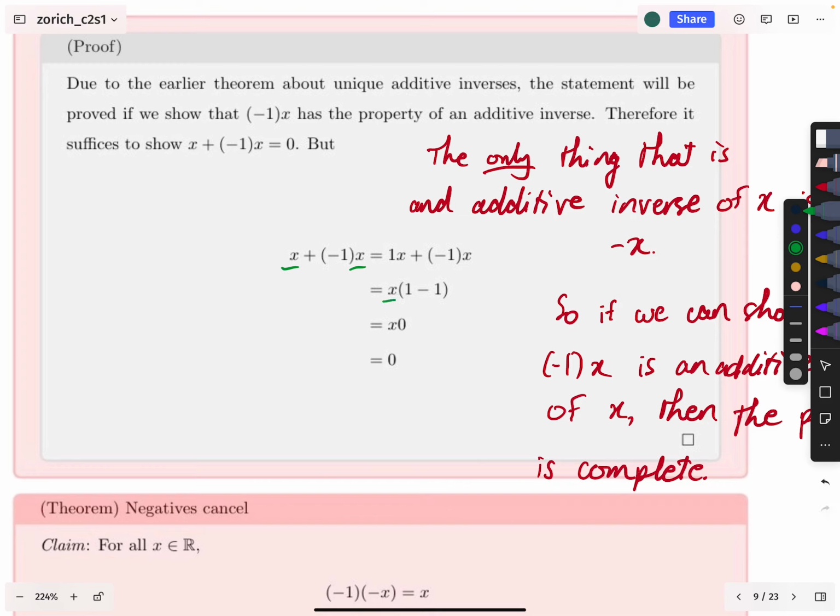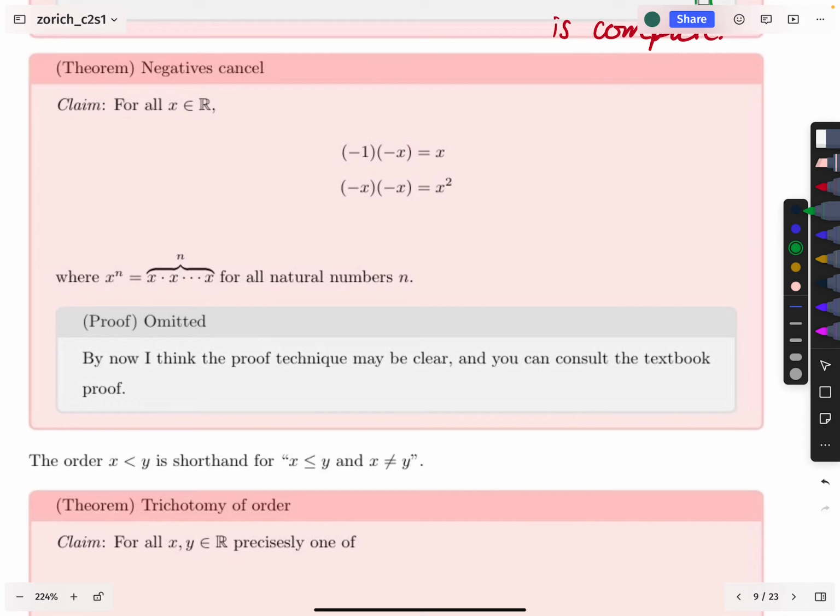And now we can factor, right? So we pull the x out, and there's this left on the inside. But then we know that that's 1 minus 1, and anything minus itself is 0, and therefore this is x times 0. And we have proved just a moment ago that that is the same thing as 0. So, halmos. Okay. On to the next theorem, that negatives cancel, right?